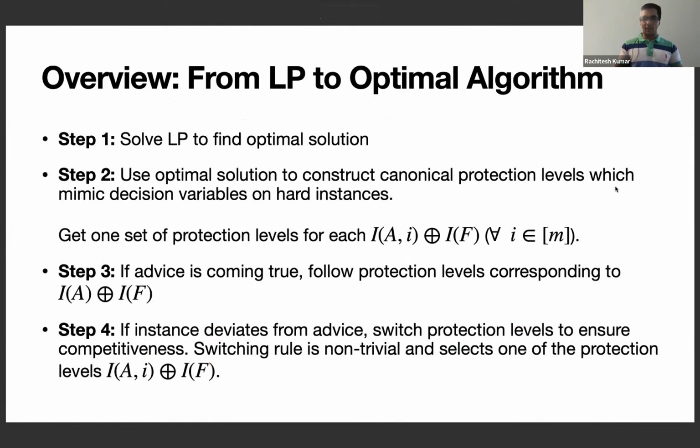So I'll give a high-level overview of how to go from the LP to our optimal algorithm. What our algorithm does is it solves the LP. It takes the optimal solution. It uses that to construct a set of protection levels. And then depending on whether the advice is coming through or not, it switches between these protection levels in order to attain good performance. I'll not go into the detail here due to time constraints, but the non-trivial part here is how do you switch between the protection levels?